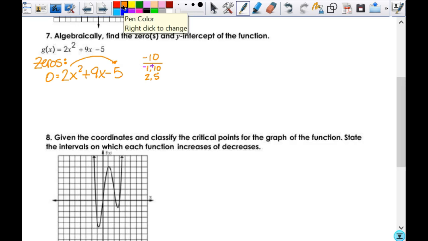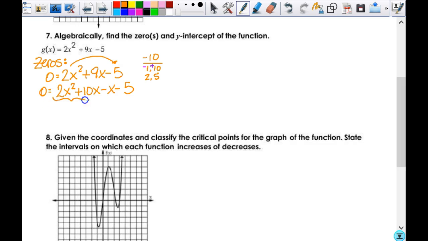So when I do that, I am now going to do some grouping. 0 equals, I leave that 2x squared like it is. This 9x now gets split up into this. We'll do plus 10x minus x minus 5. So if I added these back together, I would end up right back at the same spot. At any point, you should be able to go backwards and end up back where you were.